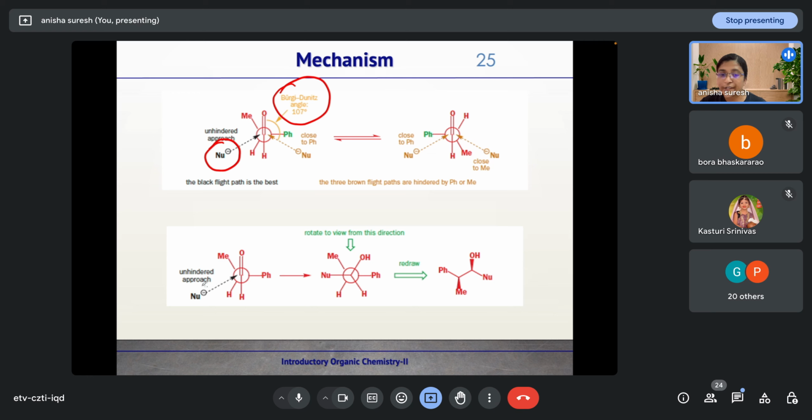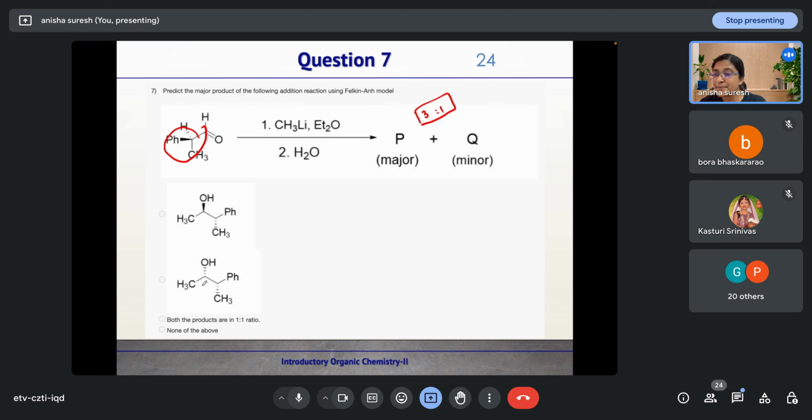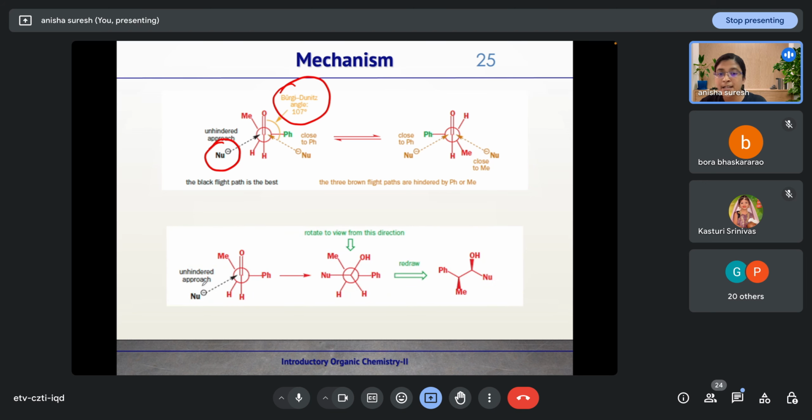Now the nucleophile, in our case, given is methyl lithium, so CH3 minus. So the nucleophile will be coming from this direction. After attack, O minus will be forming. So the nucleophile will come here. The back carbon will remain as such. OH will be formed and this is hydrogen.